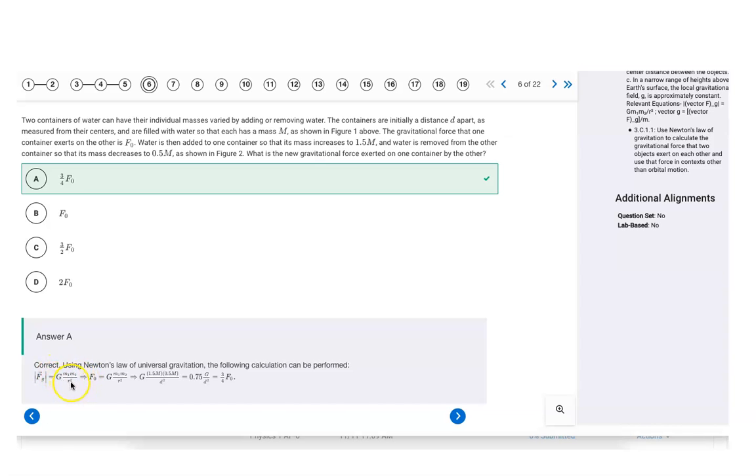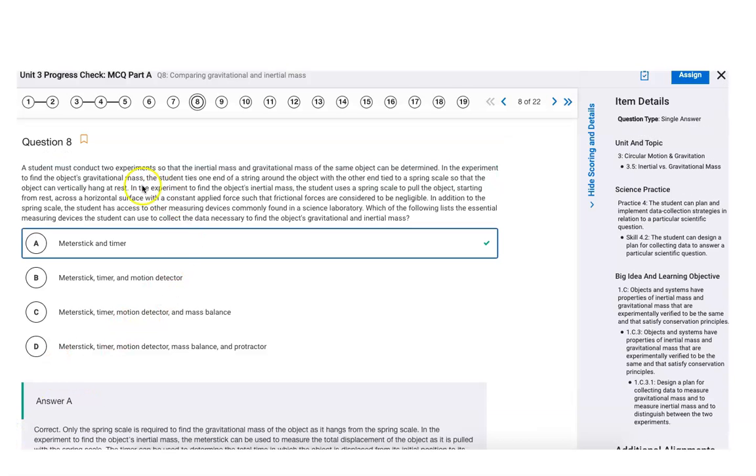This equation right here. So the question is about experimentally determining gravitational and inertial masses. So you should know that gravitational mass can be just measured with the spring scale. So that's enough. You have the spring scale, you can measure the gravitational mass.